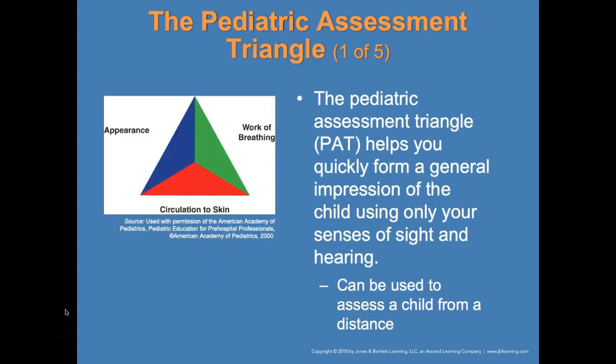In addition to our regular assessment, we also have what's called the pediatric assessment triangle. This is going to help us form a quick general impression of the child just by looking and listening to what's going on. It can be used to assess a child from a distance. And as you can see, just like a triangle, it consists of 3 parts. We have appearance, work of breathing, and circulation to the skin.